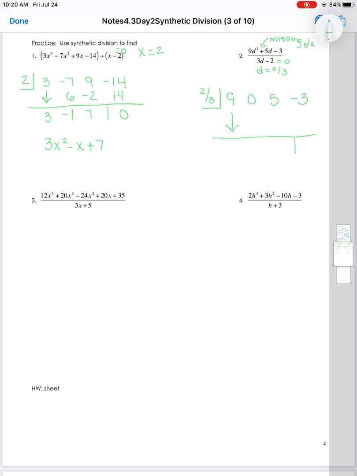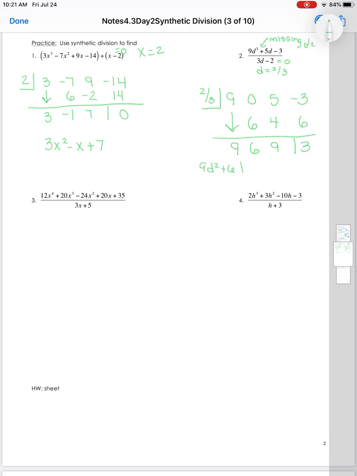For 2, we set our denominator equal to 0 and we get 2/3. So again, remember the divisor can be in the denominator, depending on your problem. We also are missing a d squared. So again, you have to make sure to add a placeholder. So we have 9. For d squared, it's not there, so it's 0. And then 5 and negative 3.